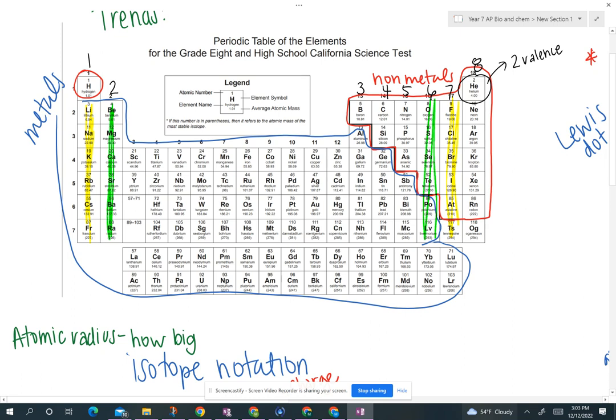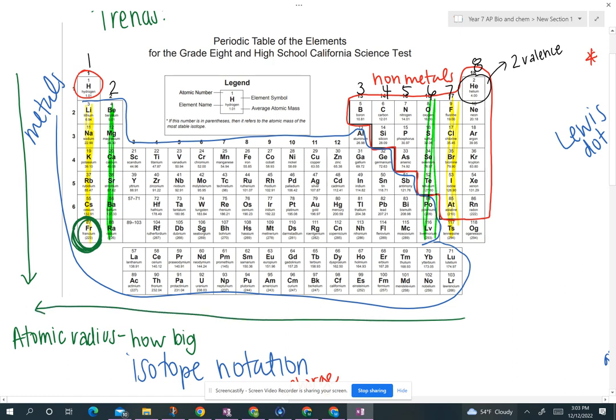So the radius basically asks, okay, how big? Which one is your biggest? Your biggest one on the periodic table is going to be francium right here. So as we go this way and that way, we have an increase in how big these atoms are. So that's what we talk about with atomic radius.